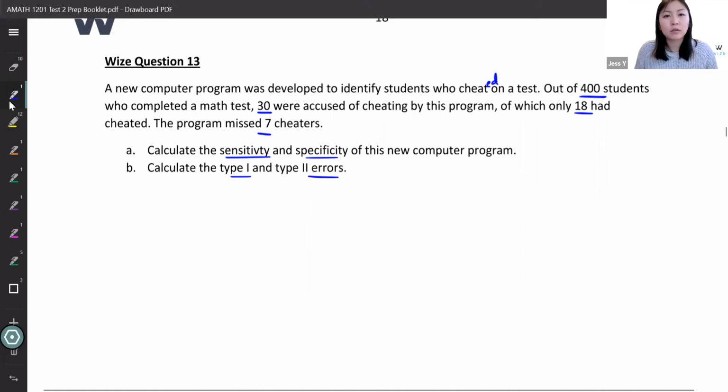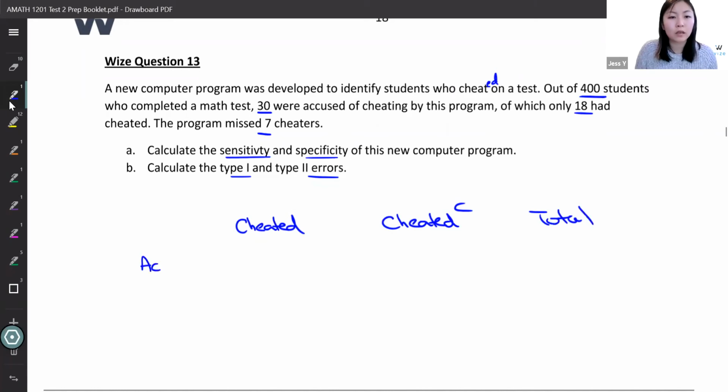What are my 2 attributes? Well, the test comes back with a positive or a negative, okay? And then the actual result is whether you cheated or you didn't cheat, right? So I'm going to draw those as our attributes here. So we have, did someone cheat? So they cheated. Or someone who didn't cheat. So the complement of that. And then total. Versus what came back from the result. Was it a positive result or a negative result? Meaning, were you accused of cheating or were you not accused of cheating?